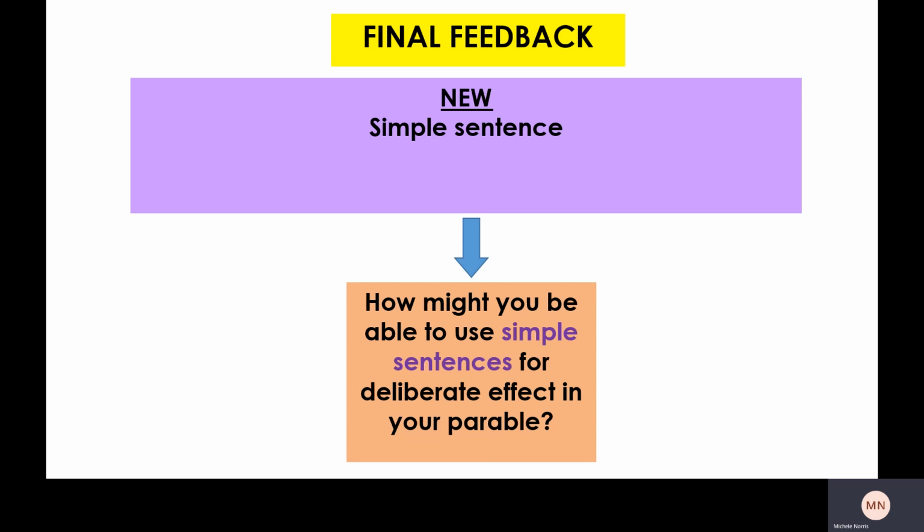Now, your final feedback is thinking about how you might be able to use simple sentences for deliberate effect in your parable. Could you use them to create tension, as I said to you before, or could you use them to make a statement?